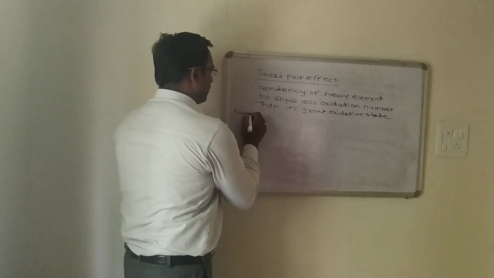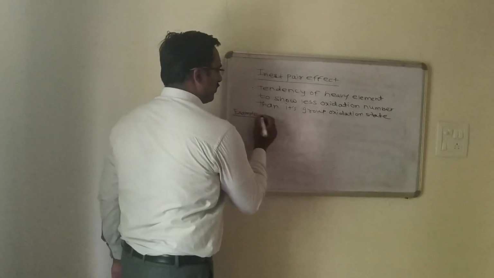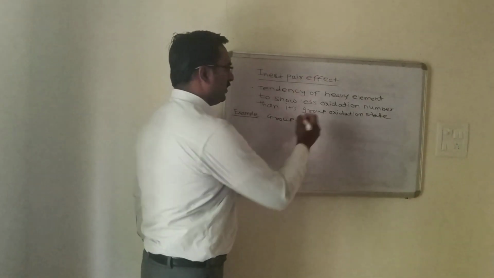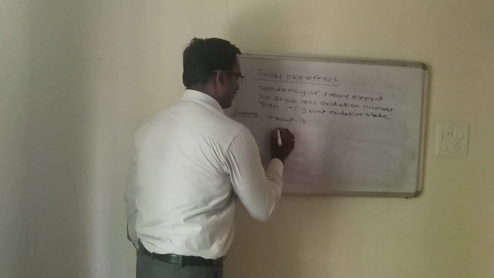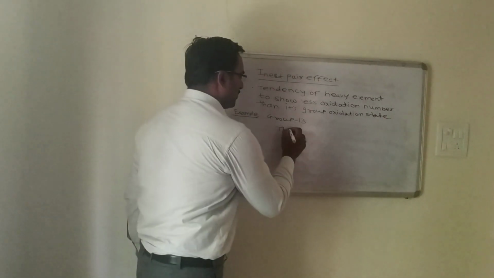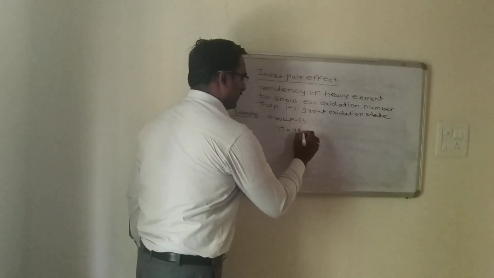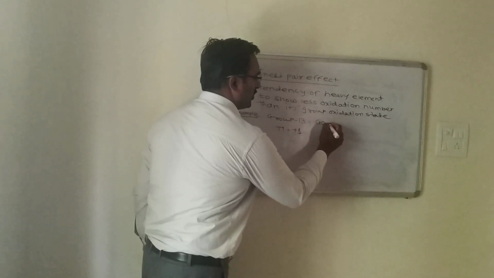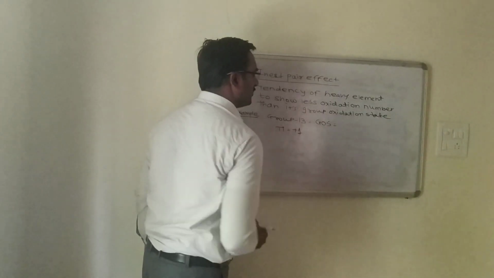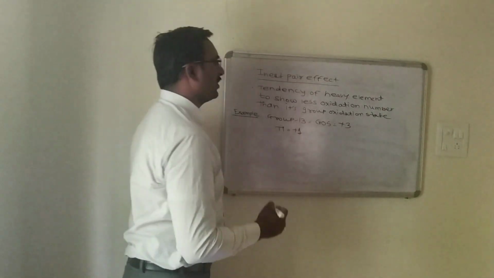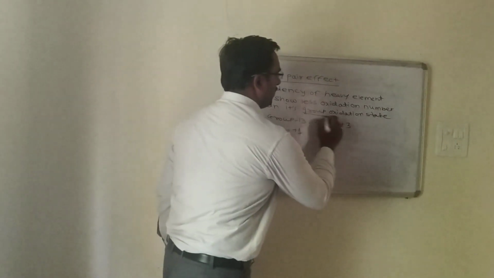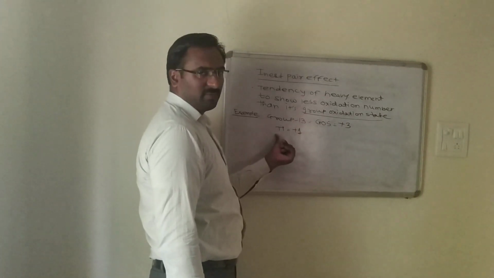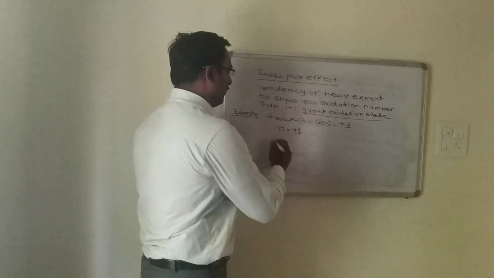We have an example from group 13. We have a heavier element, that is thallium. So the oxidation number of thallium is +1, whereas the group oxidation state for group 13 is +3. Thallium, the heavier element from group 13, shows +1 oxidation number.